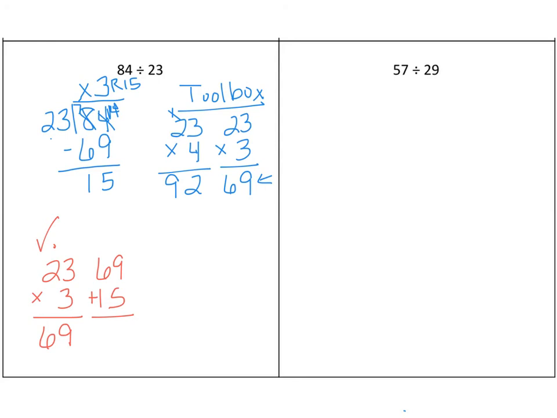9 plus 5 is 14. Carry the 10. 1 plus 6 is 7. 7 plus 1 is 8. 84. Whoa, let's check. Does my new sum match my dividend? Guess what? The answer is yes. That means my answer of 3 remainder 15 for the quotient of 84 divided by 23 has to be correct.